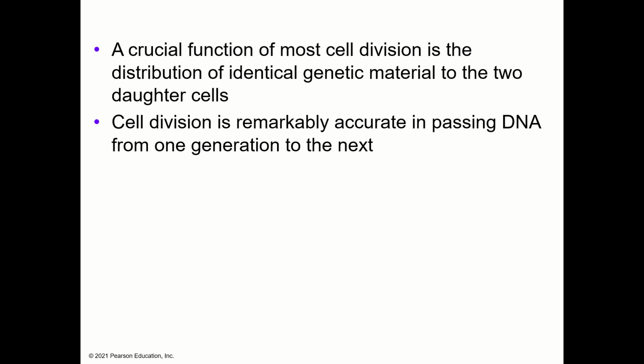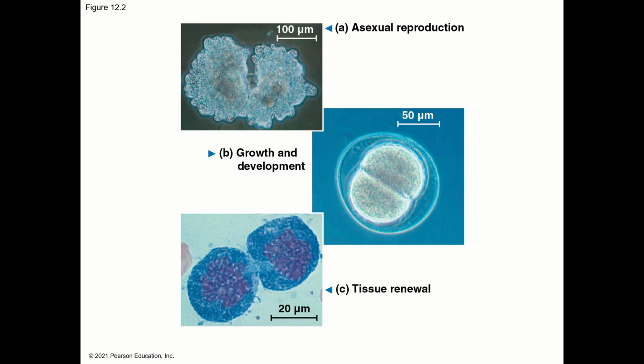Cell division is remarkably accurate in passing DNA from one generation to the next. In our figure, we have some different examples. In the top, there's asexual reproduction. In B, there's growth and development. And in C, we see tissue development or tissue renewal as new cells are produced.